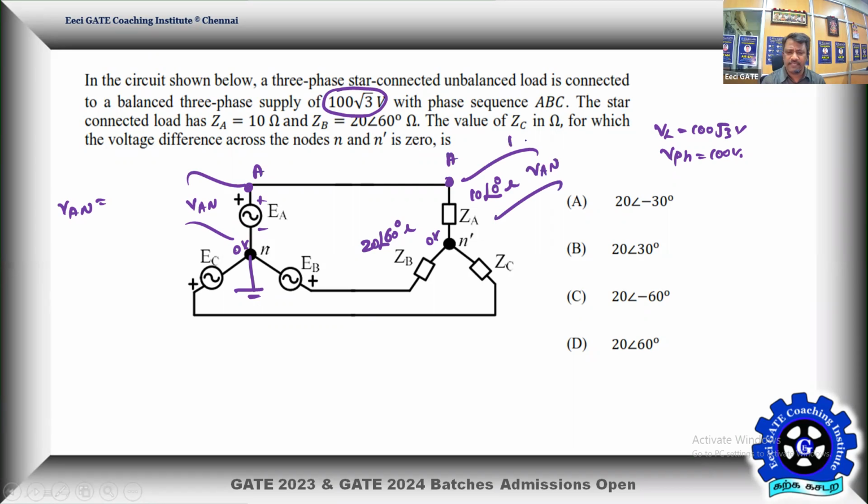I can take the phase voltage assuming the neutral point of this star is equal to 0 volt. And this potential will be VBN because it is connected to the B phase. So I can simply balance the KCL at this node. The sum of all the currents should be equal to 0. That's a requirement.